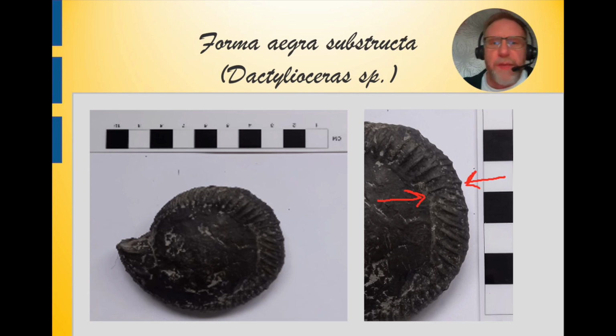This particular example of Dactylorhynchus has to be my personal favourite pathology, mainly because it was the first pathological ammonite I ever managed to find up at Saltwick Bay. This pathology is known as formal IGRA substructure, and in this case the ammonite has been attacked.